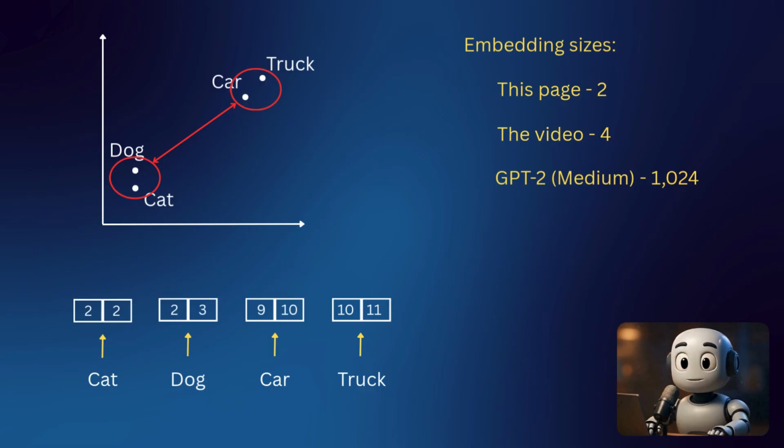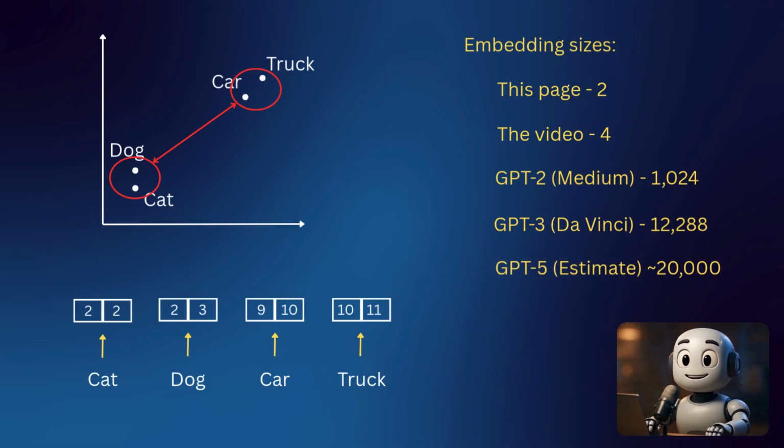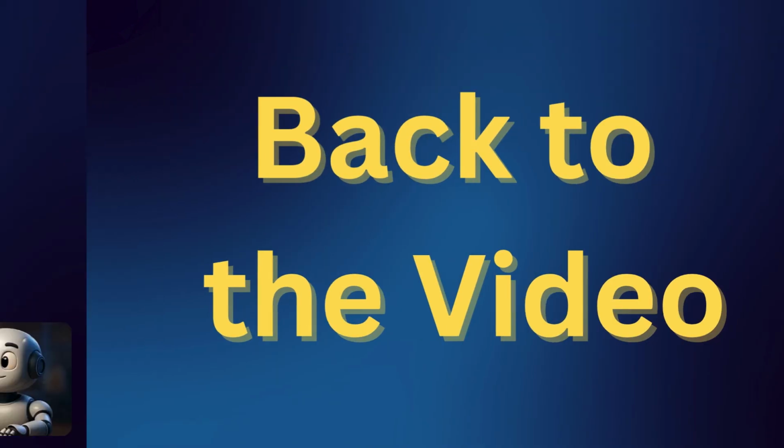GPT-3, the Da Vinci model, had just over 12,000 numbers. And GPT-5, they haven't published it, they haven't released the number yet, but there's many estimates that it's around 20,000 numbers. So each of these tokens has a long list of numbers, and these lists of numbers have been created to try and give some general information about the relationship between tokens. Now, back to the video.